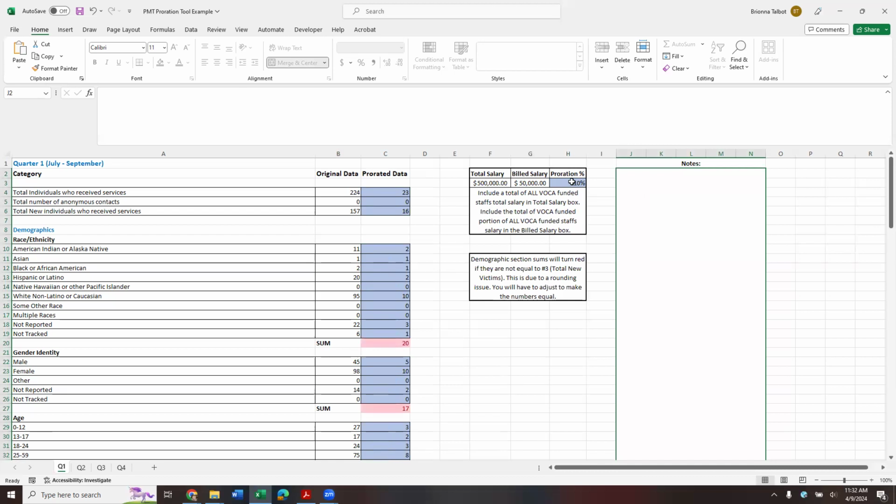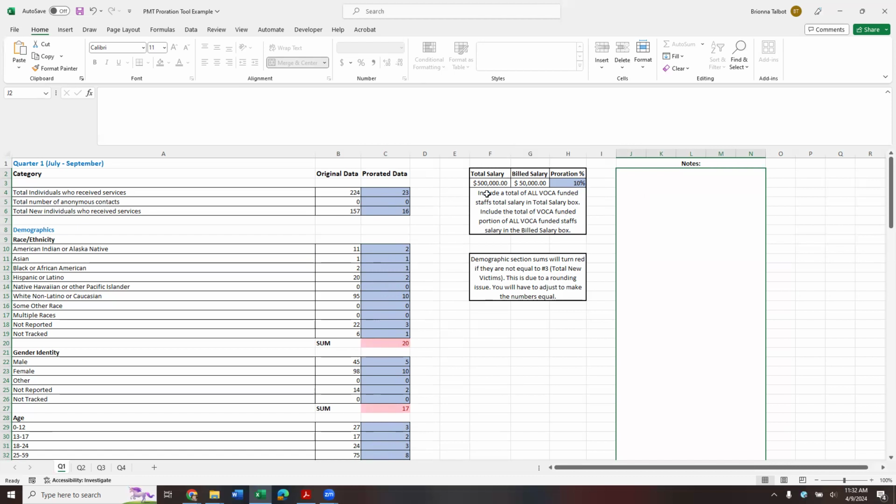And I did my math correctly in my head, so we have a proration percent of 10%, and you'll see that it's now changed to this column C information. There are a couple of boxes that have popped up red, and we'll discuss that here in just a minute. But we're going to come back to this proration percent because we have a couple different options there.